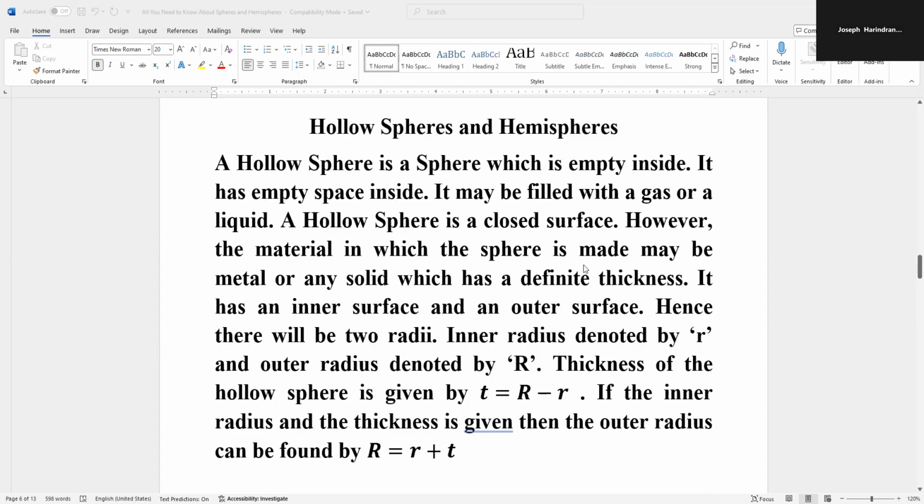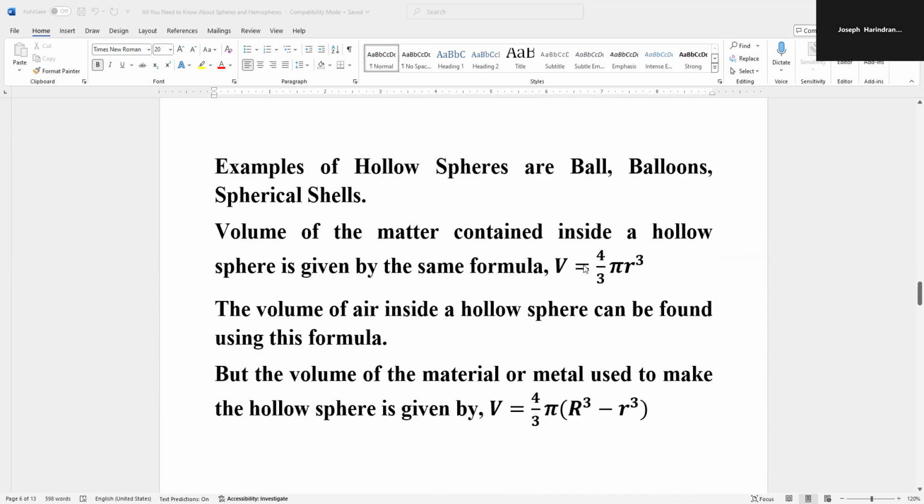If the inner radius and the thickness are given, then the outer radius can be found by: capital R is equal to small r plus t, the thickness. You have to add the thickness to the inner radius to get the outer radius. Examples of hollow spheres are balls, balloons, spherical shells.